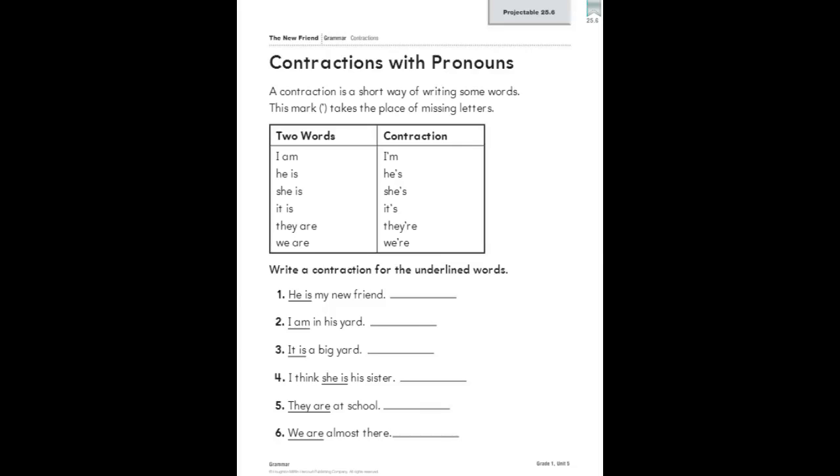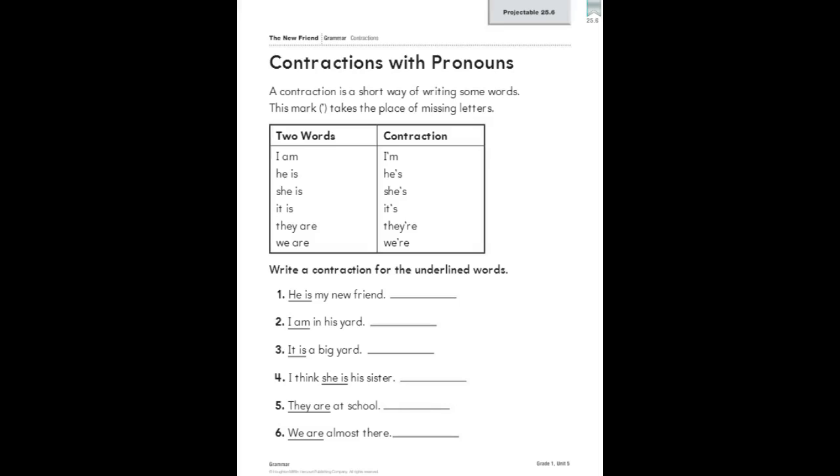Today we're going to talk about contractions, and we're also going to do a review of everything that we've talked about this week in grammar and connect it to writing. So first, let's look at a contraction. A contraction is a short way of writing some words. Remember, the apostrophe in each contraction takes the place of missing letters.